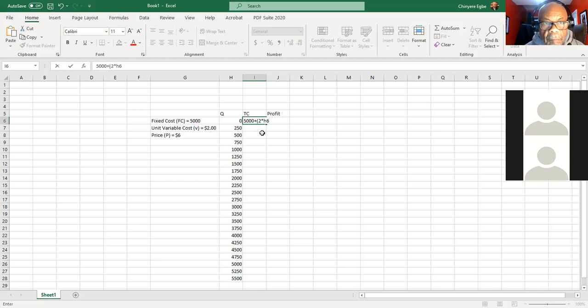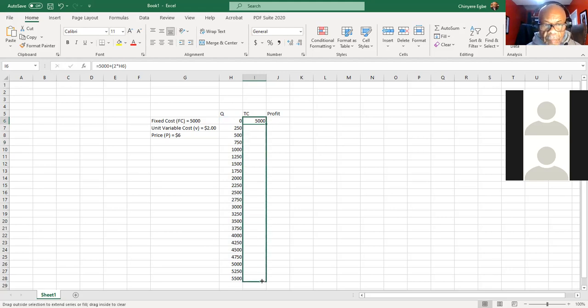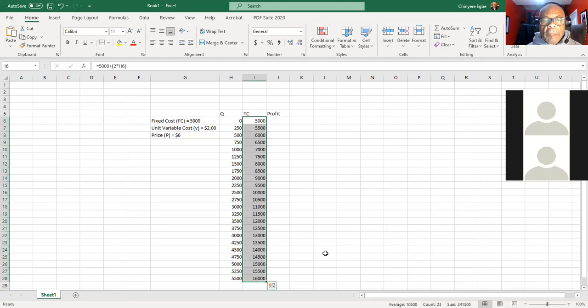And so total cost is 5,000, which is the fixed cost if we produce nothing. And we can go on. And so as you can see, total cost increases as the quantity of output increases.